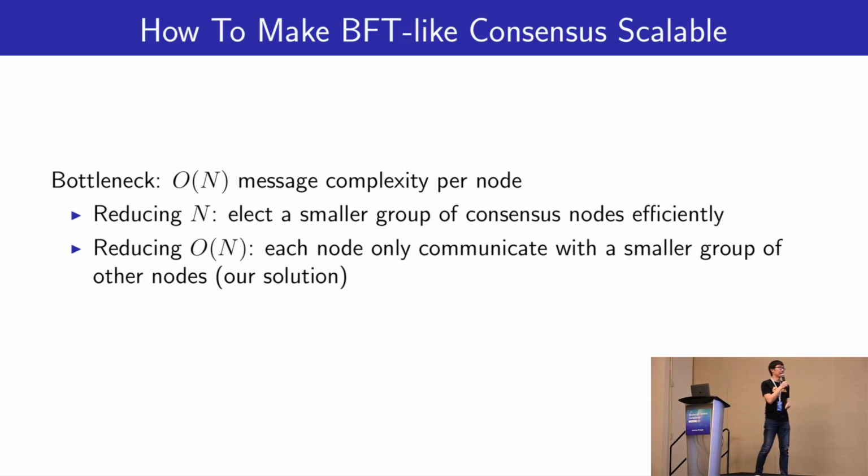So we can see that the bottleneck in the BFT-like consensus algorithm is actually the O(n) message complexity per node when doing the consensus. There are typically two straightforward ways to make it more scalable. The first one is to reduce n. It's essentially electing a smaller group of consensus nodes efficiently per run and doing BFT among them. The second possibility is reducing the message complexity O(n). Instead of having to communicate with all other nodes in the system, each node only communicates with a smaller group of other nodes in the network. And this is the solution we choose.